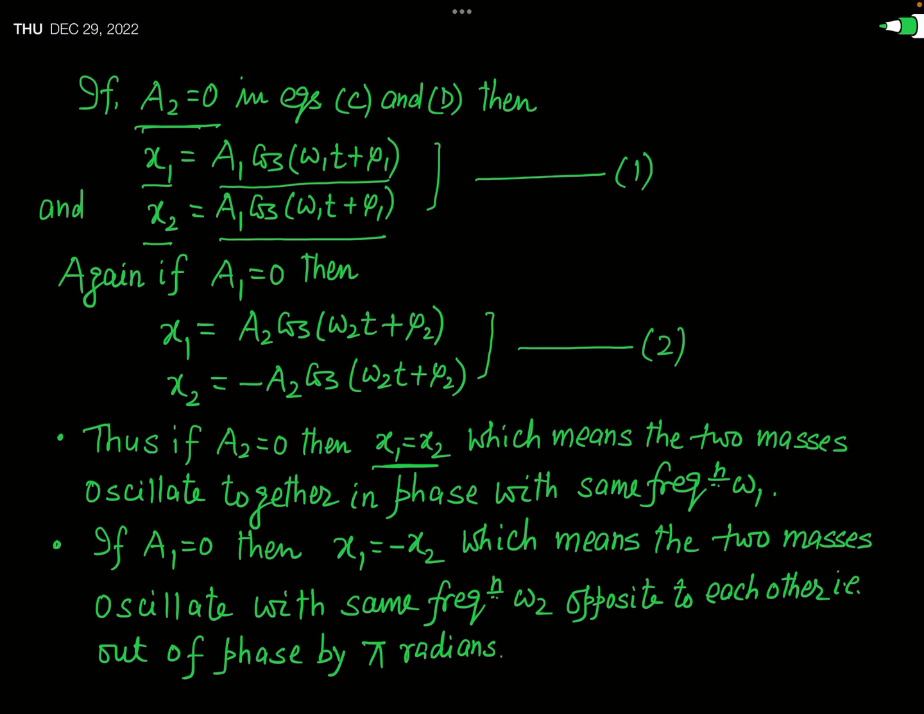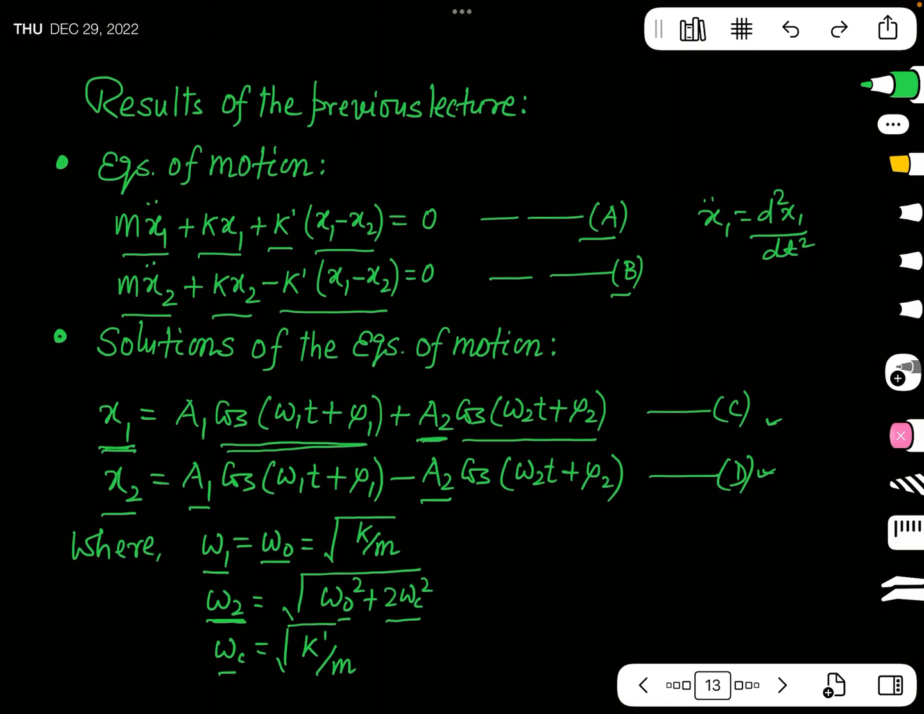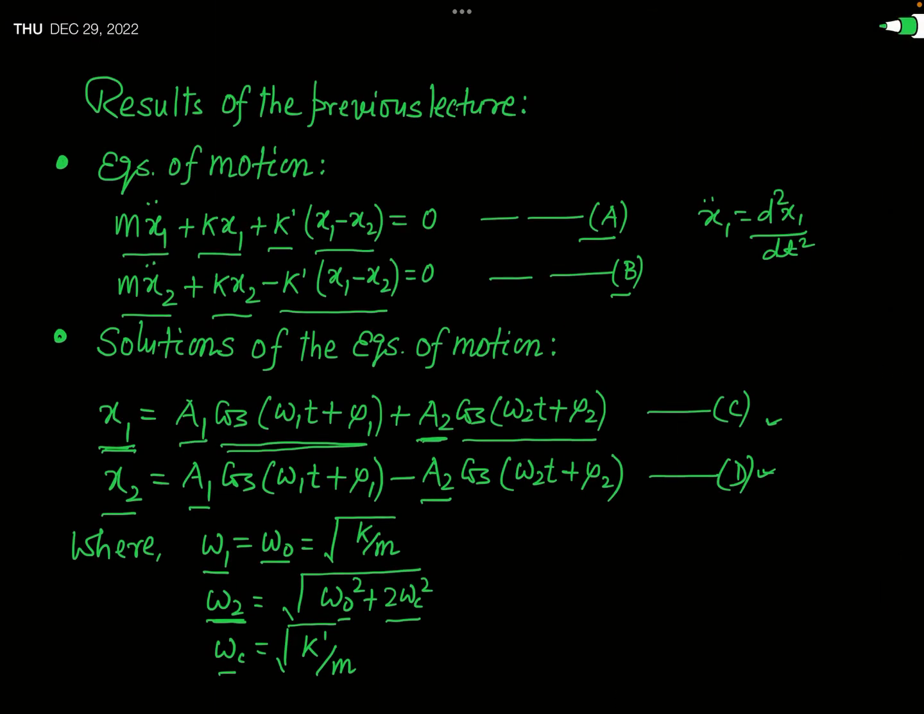Okay? And x1 is equal to x2 means what? It means the two particles or the two masses oscillate together in the same phase with the same frequency omega 1. Okay? But if we consider that A1 is equal to 0, see these two equations. Substituting 0 for this A1, what will be our result?